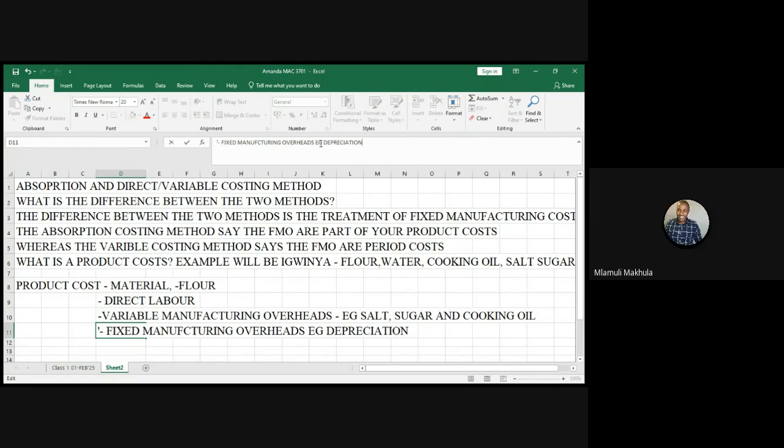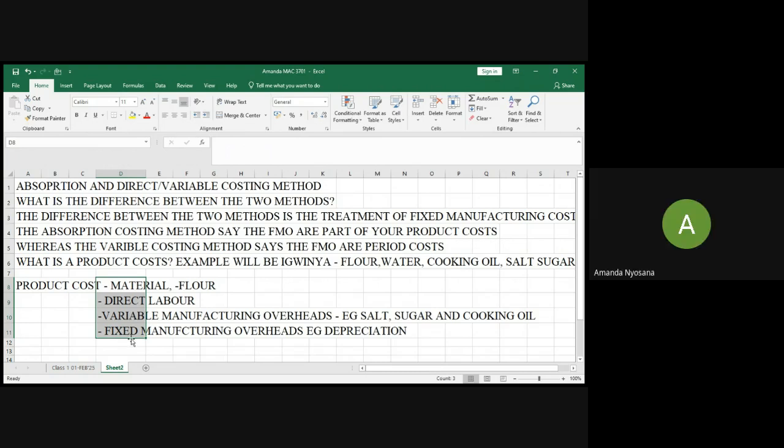Yes. So product cost, Amanda, includes only these four items. It can be whatever product. Everything that goes into any product will always be classified into four items: material, direct labor, variable manufacturing overhead, and fixed manufacturing overheads. Are you with me? Yes, I'm with you. For sure, now you are sitting on a desk, right? You are writing on a desk rather.